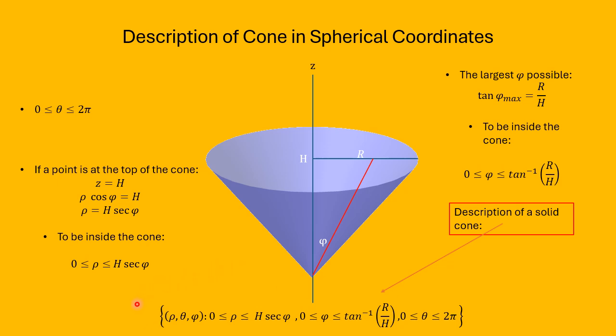So what we get then for the description of a solid cone is the following. The cone in spherical coordinates is the set of points with spherical coordinates rho, theta, and phi, such that rho is between 0 and h secant phi, phi is between 0 and the inverse tangent of r over h, and theta is between 0 and 2 pi. It's between 0 and 2 pi because we're looking at the full cone all the way around the z-axis. So any value of theta between 0 and 2 pi corresponds to a possible point in this cone.